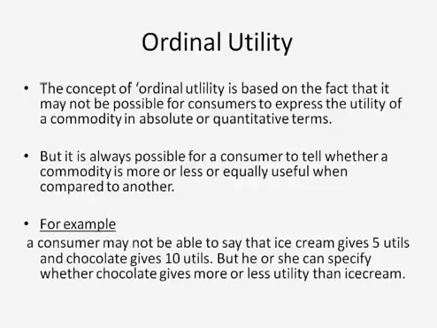In the last session we discussed how a consumer reaches his point of maximum satisfaction under the one commodity model and under the multi-commodity model under the cardinal utility approach. In the cardinal utility approach, we assumed that the utility, that is the amount of satisfaction from a commodity, is measurable.